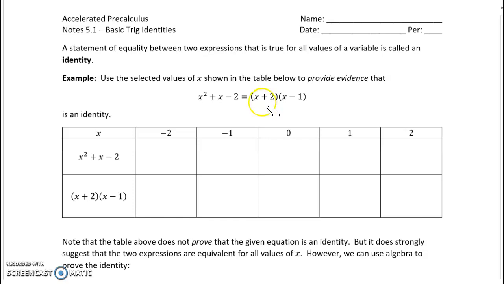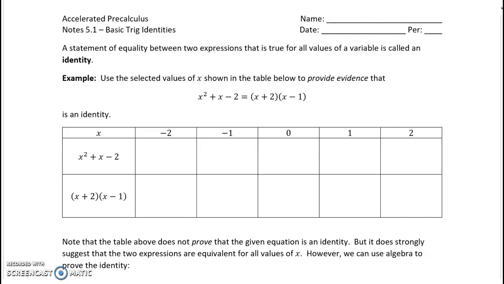Here's a slightly more complicated identity. It's a quadratic that has been factored. x squared plus x minus 2 is equal to x plus 2 times x minus 1. And this is true for every single value of x. We can prove that through factoring or distributing. But I'd just like to drive home the point of what an identity really is.